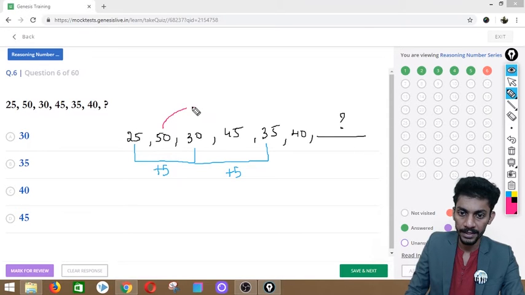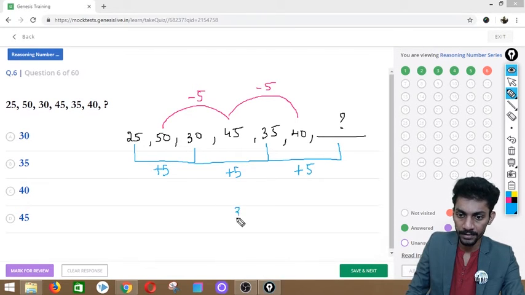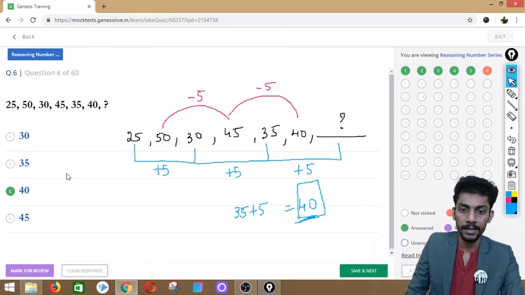Okay, what is happening above? 50 to 45 is minus 5. 45 to 40 is minus 5 again. So what we need is this alternative part. What should be here? It should be plus 5. So what is 35 plus 5? That is nothing but 40. The answer is 40. That is option C.